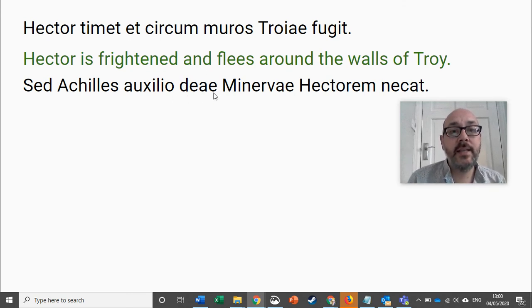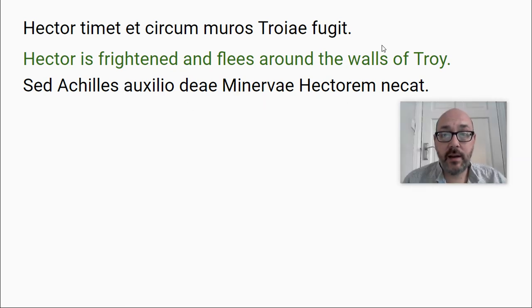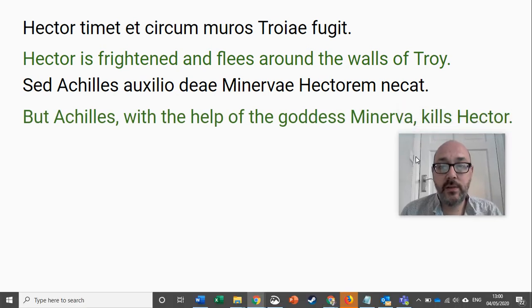Again, it's easy to spot that and think that must be a plural because it's got that nominative plural ending. Do you remember the genitive singular ending and the nominative plural ending are the same? So you've got to just be on alert for that. The goddess Minerva. But Achilles, with the help of the goddess Minerva, kills Hector. Wow, dramatic twist.